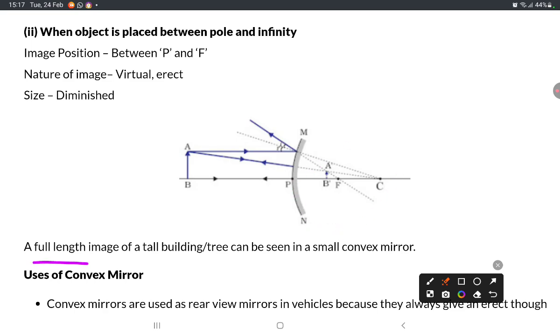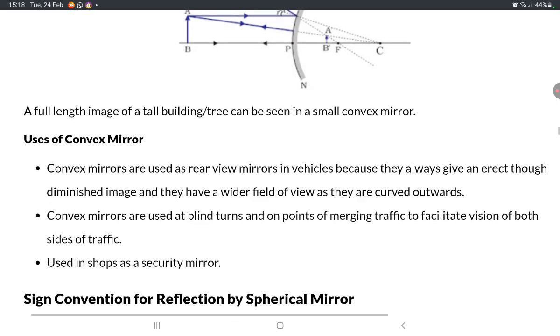A full length image of a tall building or tree can be seen in a small convex mirror. Use of convex mirror.